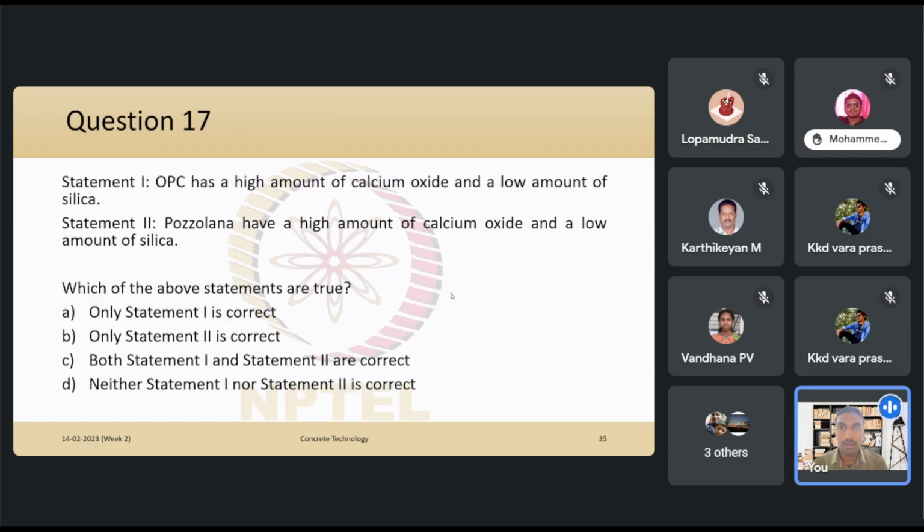Okay, so question number 17. We have two statements. Statement 1 is OPC has a high amount of calcium oxide and a low amount of silica. Statement 2 is pozzolana have a high amount of calcium oxide and a low amount of silica. We have four options: only statement 1 is correct, only statement 2 is correct, both these statements are correct, and neither statement is correct. So we are comparing OPC and pozzolana in terms of their calcium oxide and silica content.